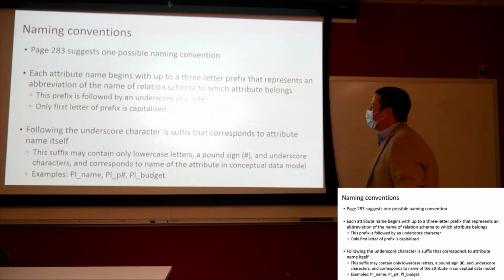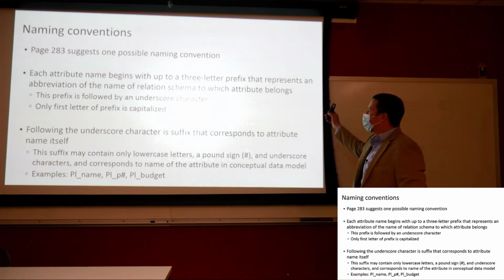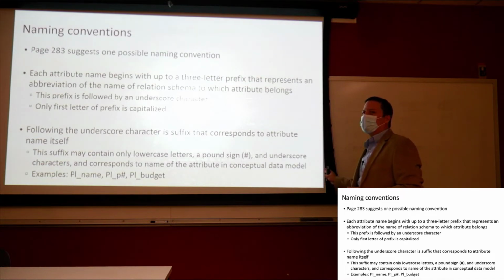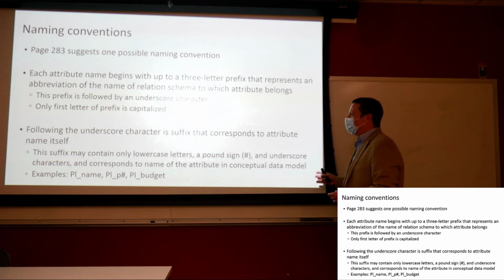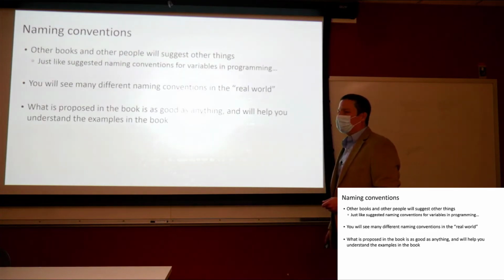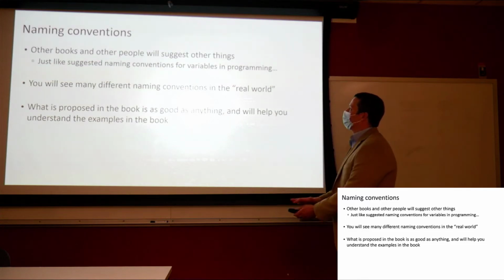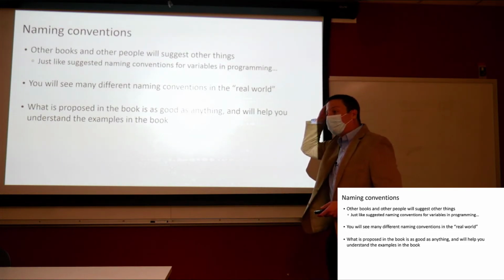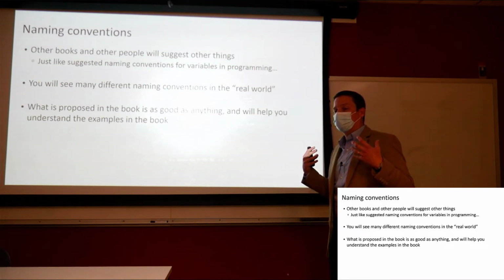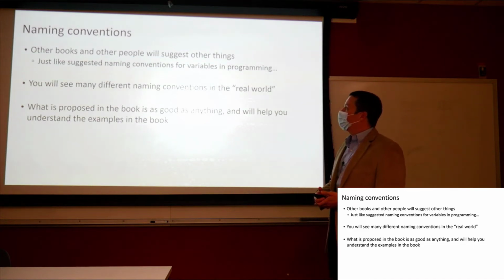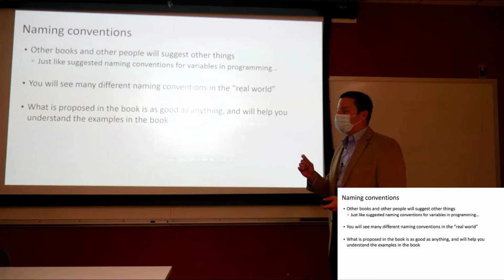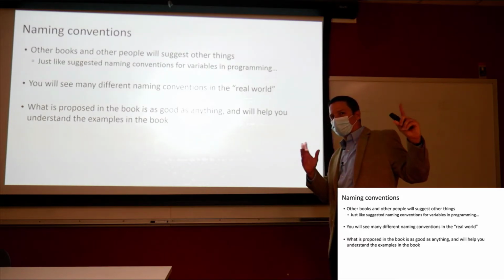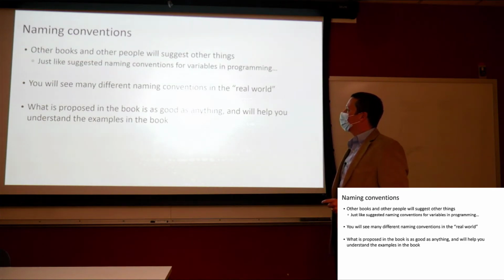Page 283 of your book suggests a possible naming convention: a three-letter prefix that represents the name of the relation, then an underscore, and then something that corresponds to the attribute name. It's a perfectly fine convention, but it's not something you need to commit to memory or treat as the convention we have to use, because there are many naming conventions that other people, books, and businesses use in the real world. The important part is that we have a naming convention that is meaningful, structured, and robust, such that we can look at the name of an attribute and understand what it is, whether it's a foreign key referring to another attribute, and what table it belongs with. So there are a lot of different naming conventions.